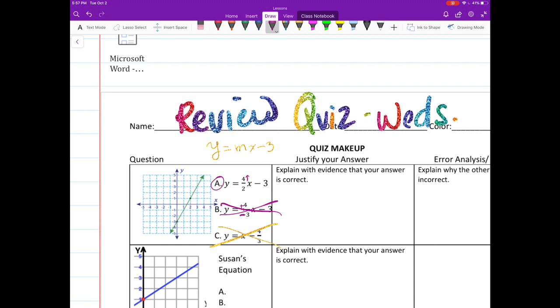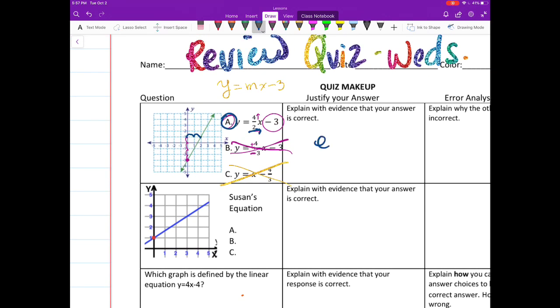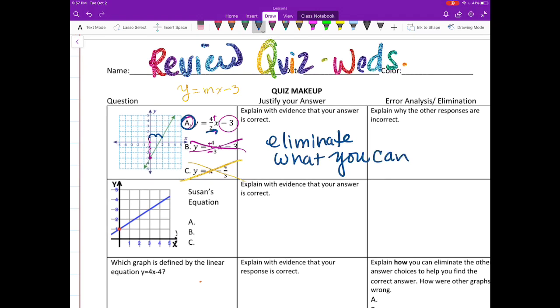Rise 4, run 2 to the right because it's positive, beginning at negative 3. Let's see. Negative 3, rise 4: 1, 2, 3, 4, run 1, 2. Okay, it looks perfect. I'm on the line, so this is definitely your answer. Okay, so be careful. Make sure that you eliminate what you can, by looking at your y-intercept, and second, looking at your slope. Is it positive, increasing, or is it negative, decreasing?